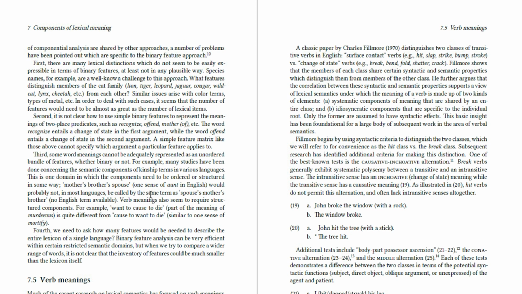So here down we have another word, like domain, in which the components need to be ordered or structured in some way: mothers, brothers, spouse, and these would probably not in most languages be called by the same term as spouses, mothers, brothers. No English term available. Verb meanings also seem to require structured components. Fourth, we need to ask how many features would be needed to describe the entire lexicon. That depends on your understanding of the group or the feature itself.